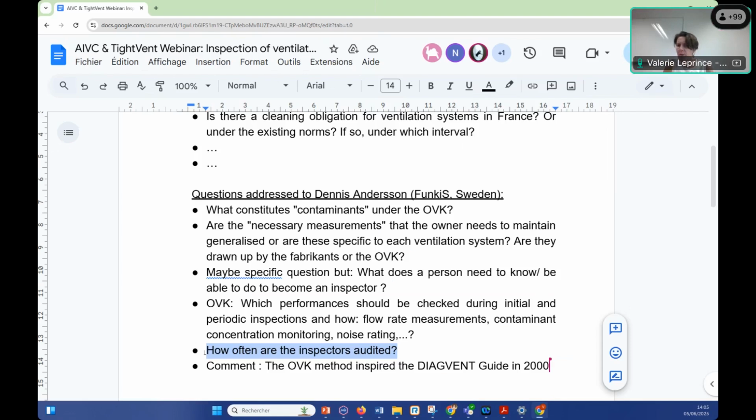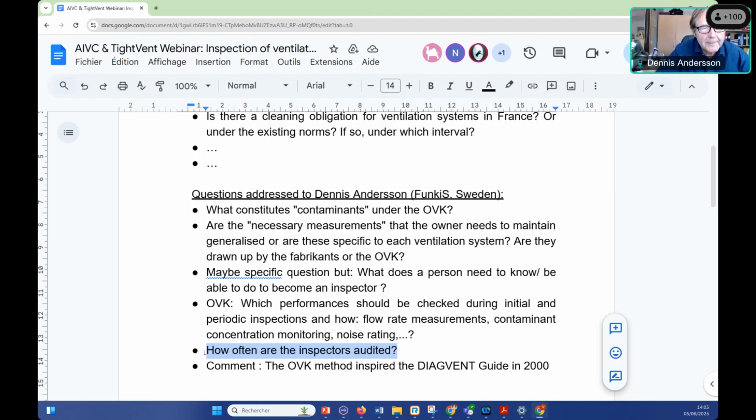And how many inspectors do you have in Sweden? 1,860. Okay. And 10 in Åland. Åland, yeah, it's part of Finland, quite close to Stockholm.